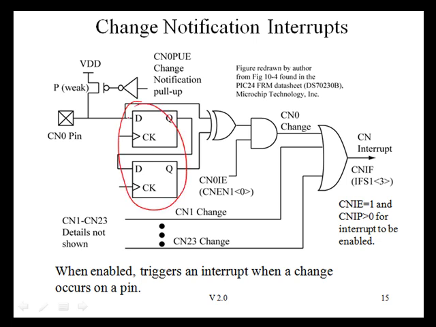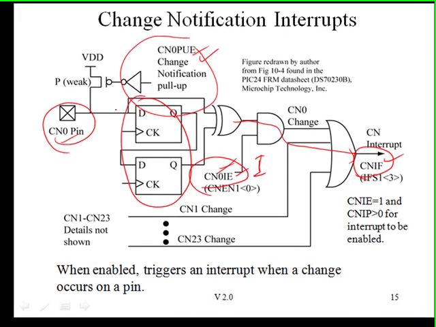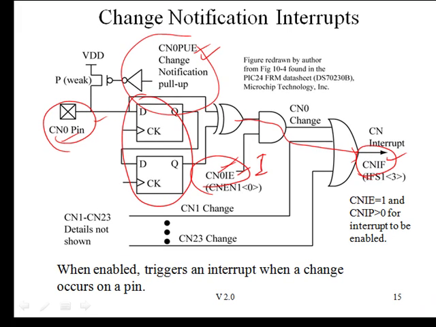In order for this change notification hardware associated with change notification pin to actually affect the change notification flag, the individual change notification interrupt enable bit associated with this particular pin must be a 1 so that this can pass through here and affect this flag. We provide a macro for each change notification pin that can be used to set this bit. Optionally, there is also a change notification pull-up associated with each change notification pin. This pull-up does not have to be enabled in order for the change notification hardware to work.